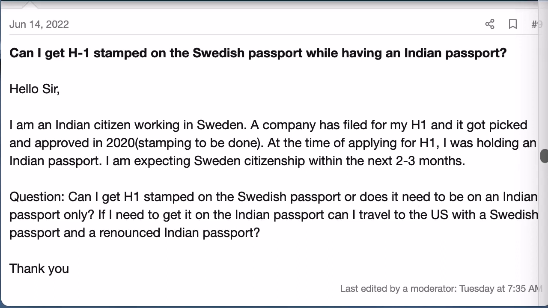Then I don't need to go into the lottery and everything again? Oh, no. Lottery is out. I don't think you should have a problem with that at all. One more question regarding this itself. I'm in the process of getting it stamped. So I can directly go and get it stamped in the Swedish passport and enter then? You can directly get it stamped on the Swedish passport. Yes. It doesn't matter.